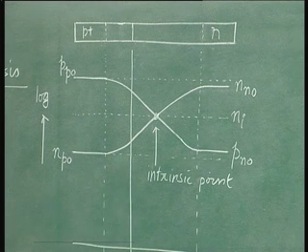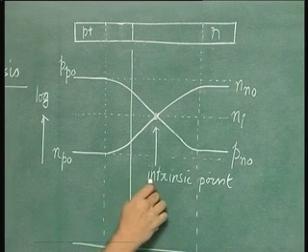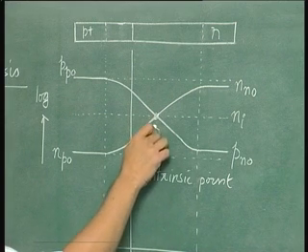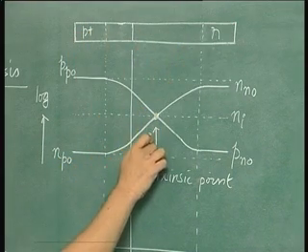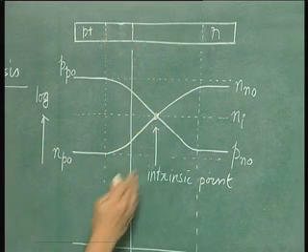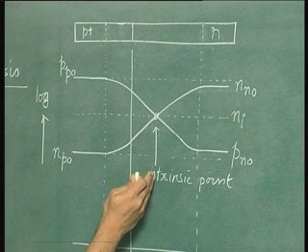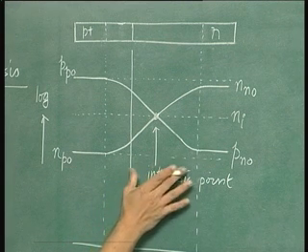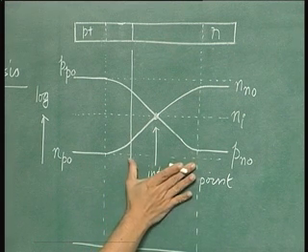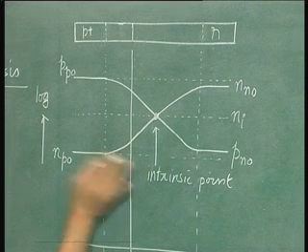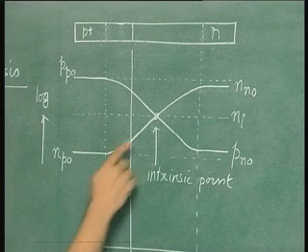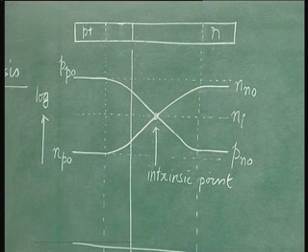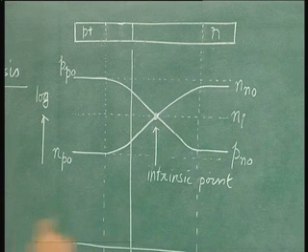Now, what we will explain shortly is that the intrinsic point lies on the lightly doped side. This is the heavily doped side, this is the lightly doped side. The intrinsic point lies on the lightly doped side. And this statement is related to the fact that the extent of variation is more on the N side than on the P side. Now, if we were to sketch the same variation of holes and electrons on a linear scale, let us see what it would look like.